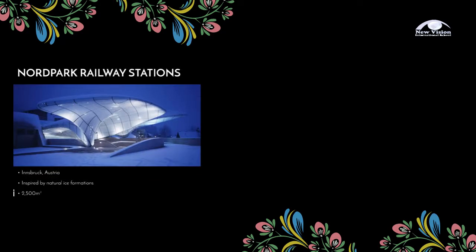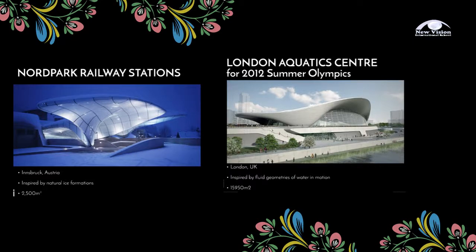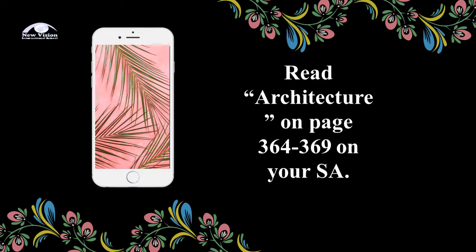Other works of Hadid are in Australia. You look at the picture. It's more on curves, right? Next is in the UK, again in London. Those are just some of the curved works of Hadid. Now, I want you to read deeper the story on pages 364 to 369 of your student anthology book.